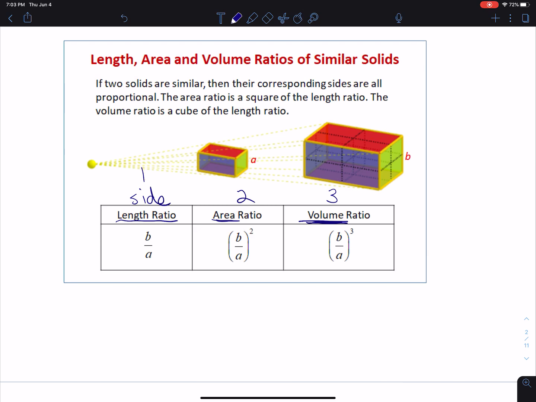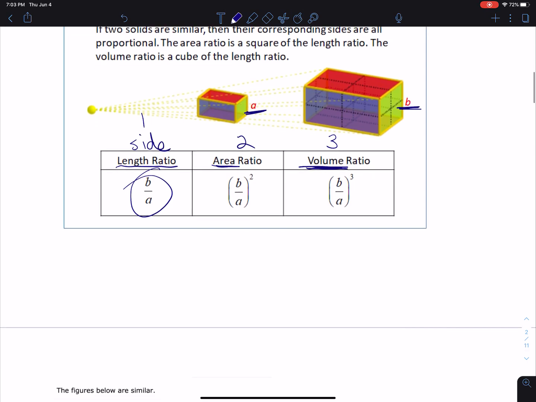All right. So what they're referencing here is B to A. B and A represent side lengths. So you can compare side lengths that are corresponding, which they're saying B to A. And if you want to turn it into the area ratio, you simply square it. And if you want to find out the volume ratio, you cube B and A. So everything's going to come from the side ratio, and we just go from there, okay? So let's go ahead and jump in.